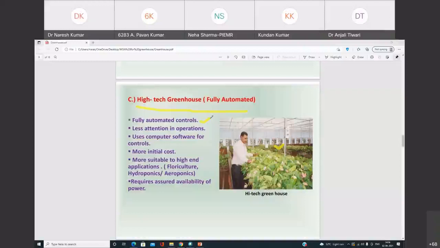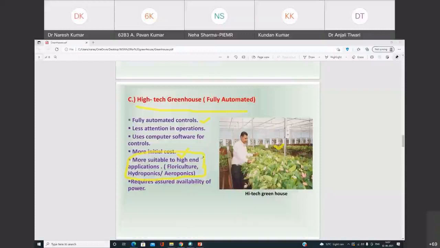It uses computer software for the controls, and its initial cost will be very high. And it is more suitable for high-end applications like floriculture, hydroponics, and aeroponics. So the yield and cost of the crop being cultivated there is high, and that can be decided: which crop will be cultivated, whether floriculture, or they will be using hydroponics or aeroponics.